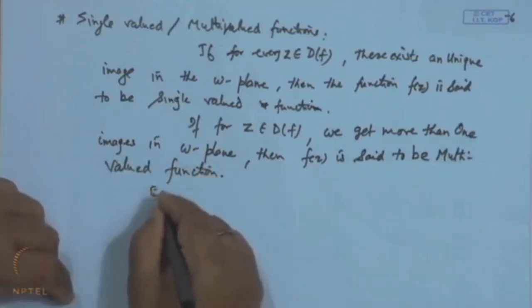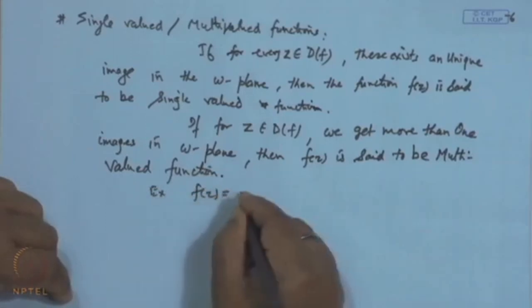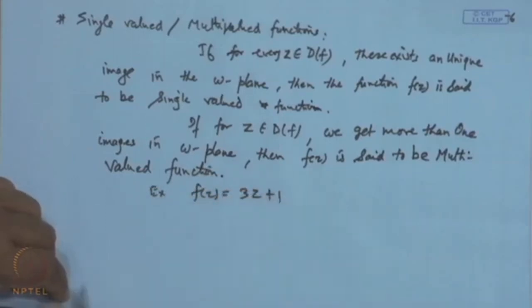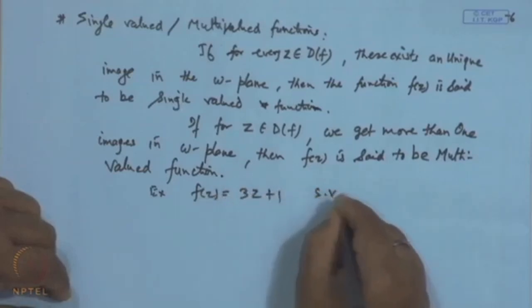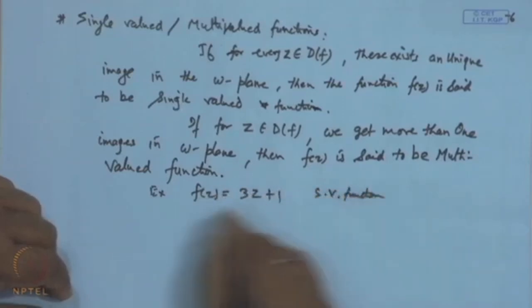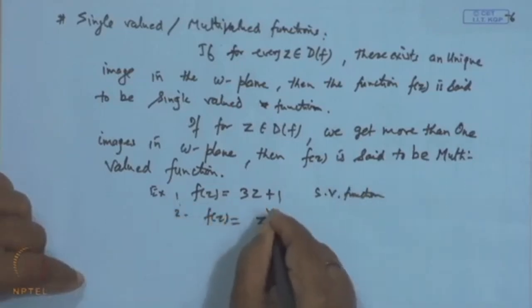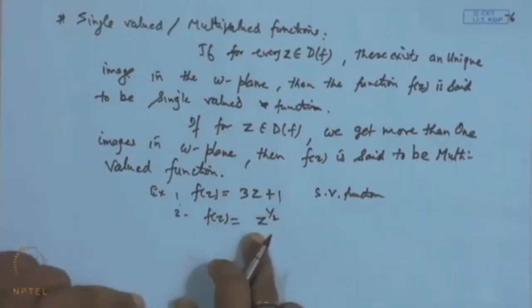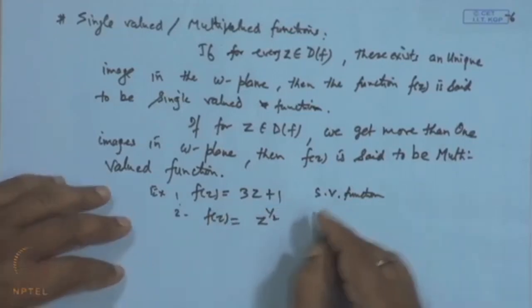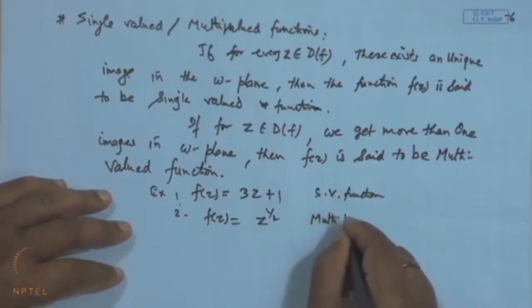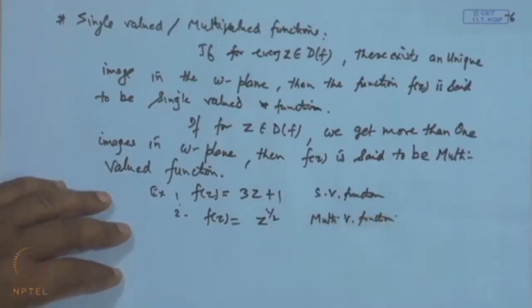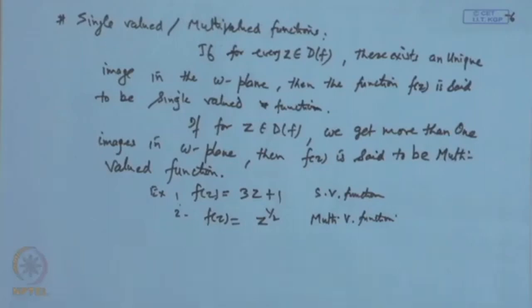For example, f(z) is equal to, say, 3z plus 1. This is a single-valued function. Corresponding to each z, we get only one image. However, if we take the function f(z) as z raised to the power half, then for each z we have two images. So, it is a multi-valued function. Okay. Examples we will see later on. Let me finish this first.